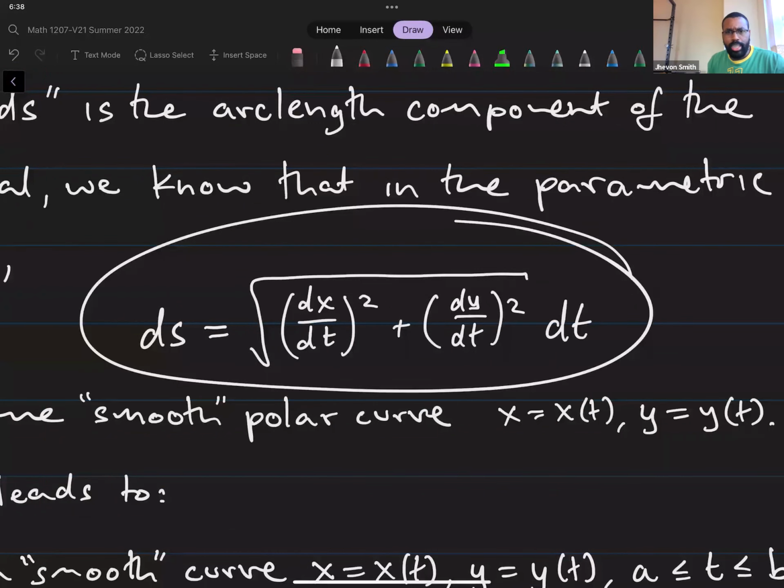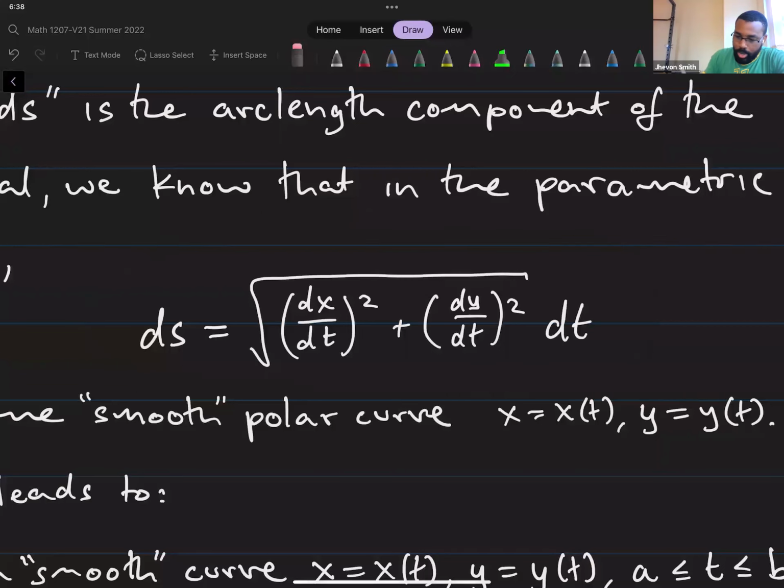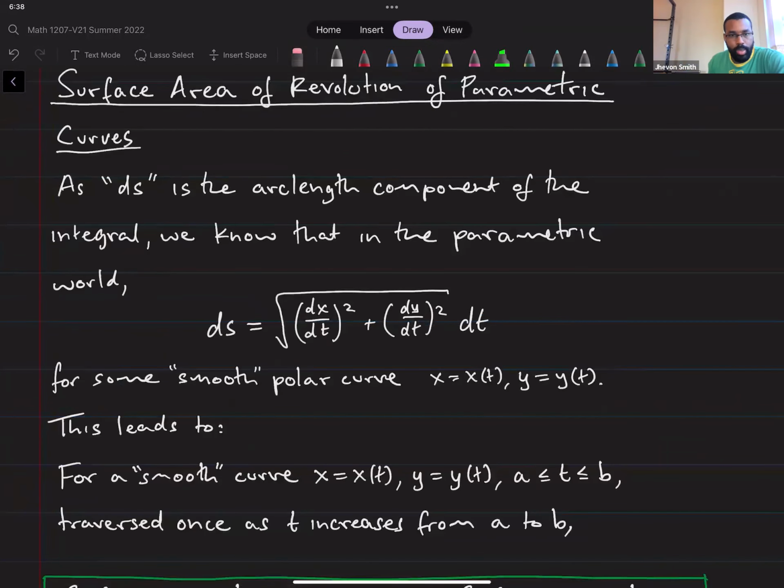In fact, this was the version that I had derived first, and then from this I derived the other one. But here I'm presenting it in opposite order. You can go in either order. But the idea is this is the equivalent version of ds in the parametric form. And so nothing else really changes.